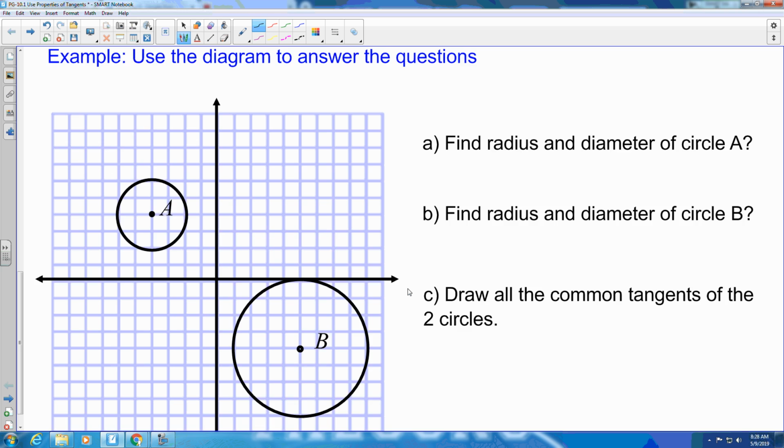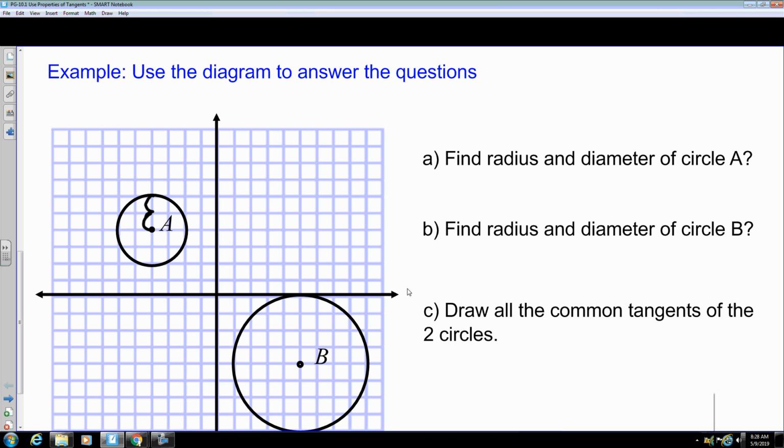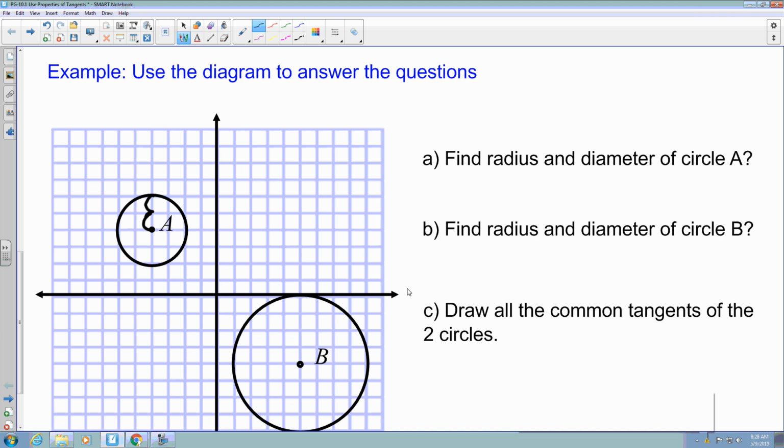All right, so one of the things that we're going to look at, it says use a diagram to answer the questions. The first question they give us is find the radius of circle A. Since we're on a coordinate plane here, we're assuming everything is 1 unit, so it looks like we have 1 unit here, 2 units here, so our radius is going to be 2 units in measure.